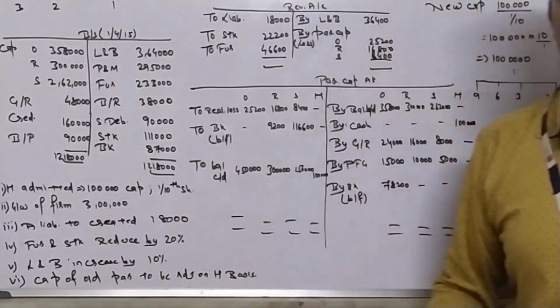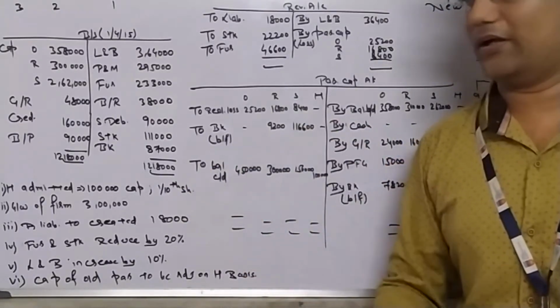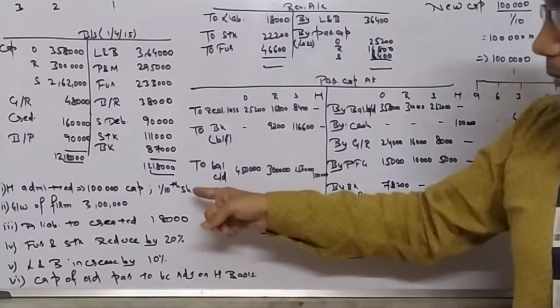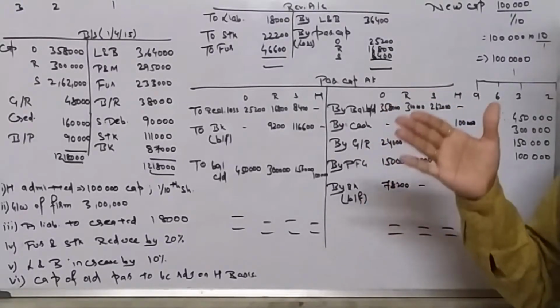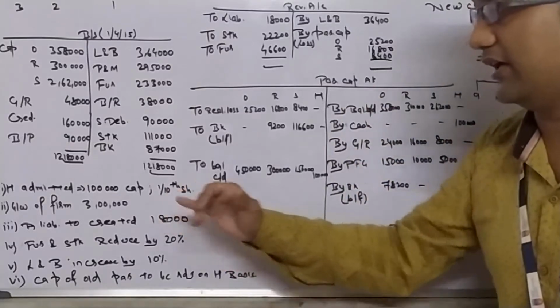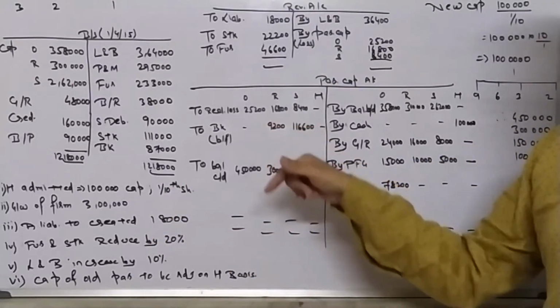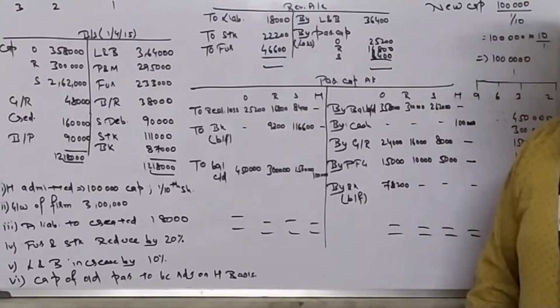Now the new goodwill treatment, that is the premium for goodwill brought in by the new partner. The goodwill of the firm is given as 3 lakh and H has been admitted for 1/10 share. So what will be the value of goodwill for Mr. H? 3 lakh into 1/10, that is 30,000, will be his share, which he needs to bring in.